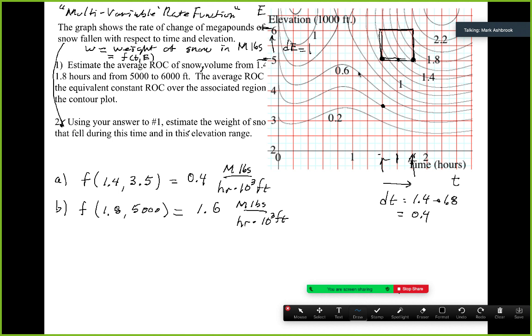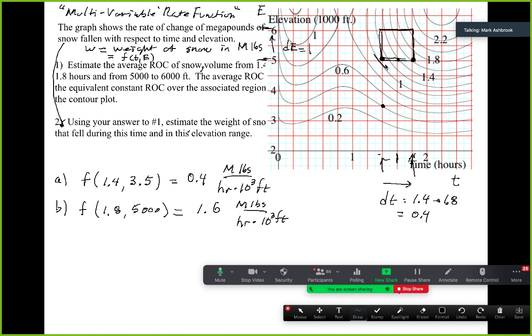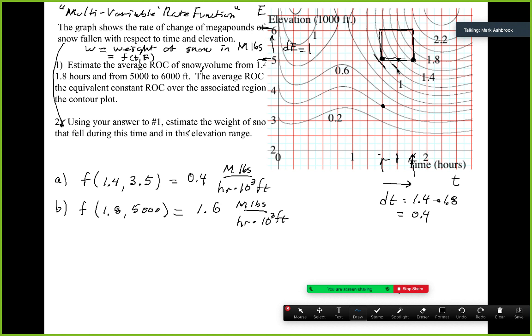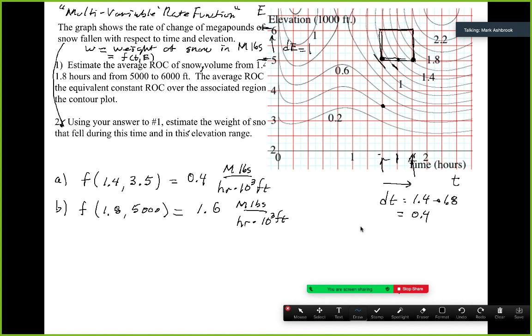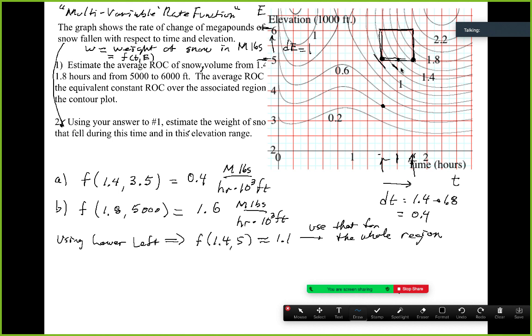So what is that rate at the lower left? Here's 0.6, here's 0.8. It's pretty much like 1, right? Or maybe a little bit more. So let's say this is 1.2. So maybe 1.05 or something like that, or let's say 1.1, okay? Somewhere between 1 and 1.2 is 1.1. So using the lower left corner, the rate of change at 1.4 comma 5 is approximately 1.1. And we're going to use that for the whole region as a constant rate. So I'm going to assume that it's 1.1 for this whole region right here.